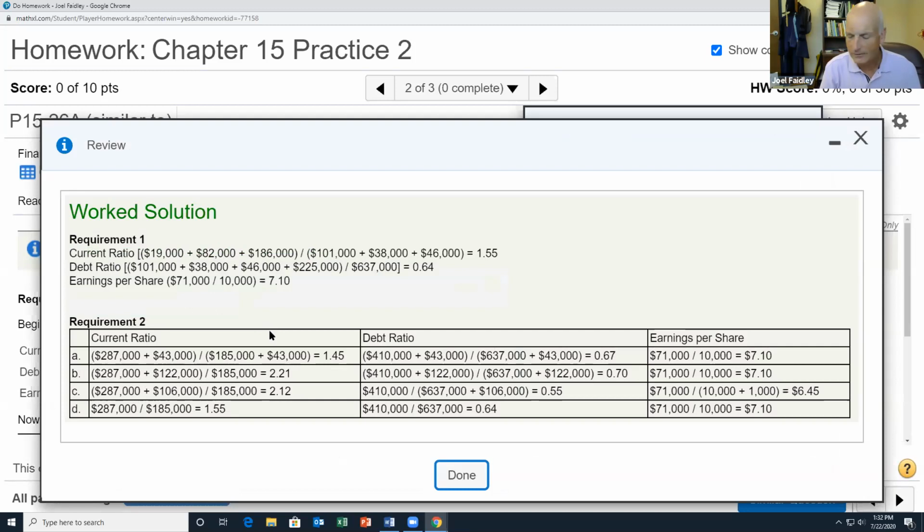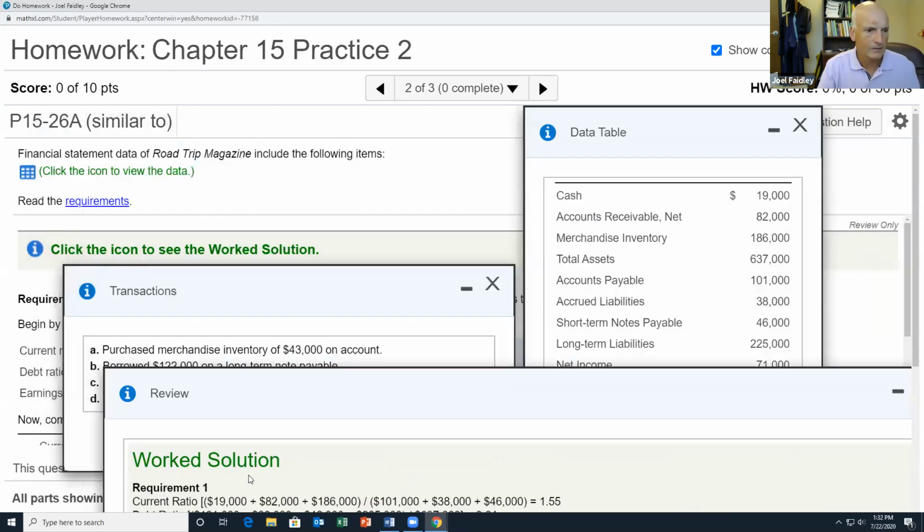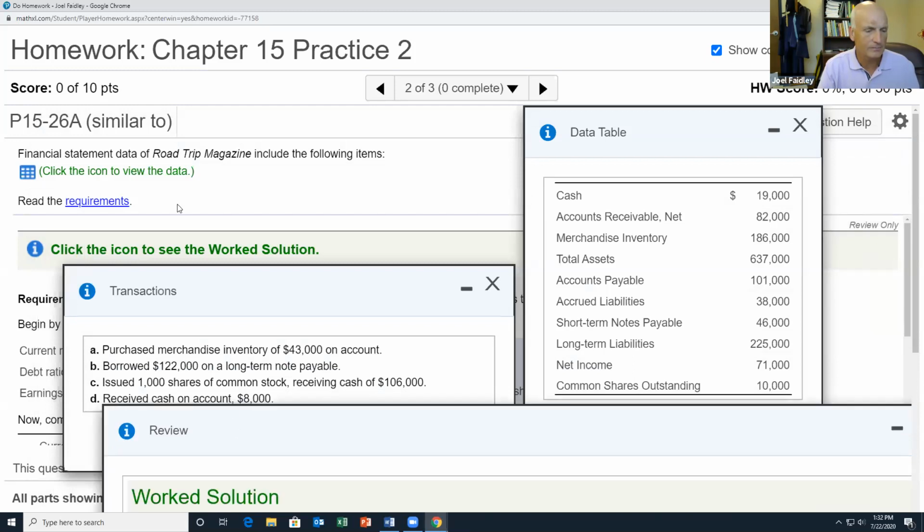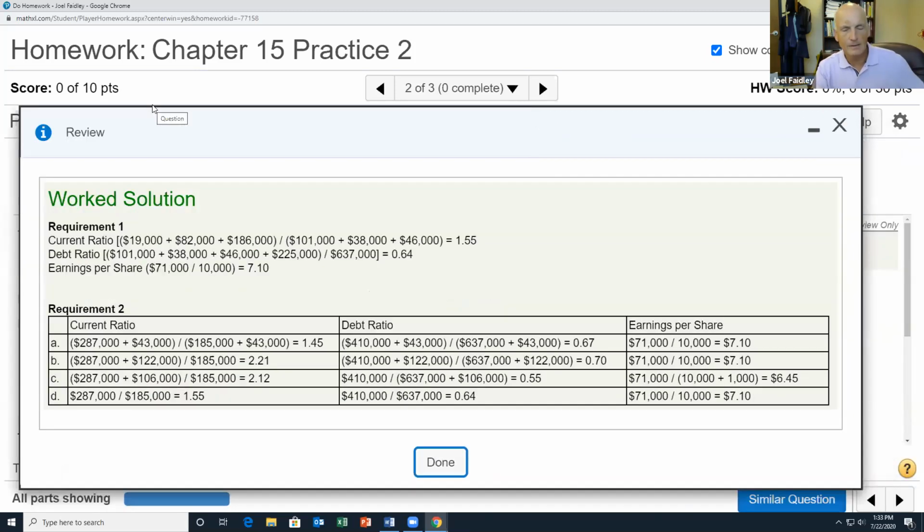287 divided by 185. Nothing changed. Because it says receive cash on account. So that means that accounts receivable changed. Accounts receivable went down and cash went up. So there's no impact on your current assets, is there? All right. And there's no impact on your debt ratio. So it's the original 64.64, and there's no impact on your earnings per share.